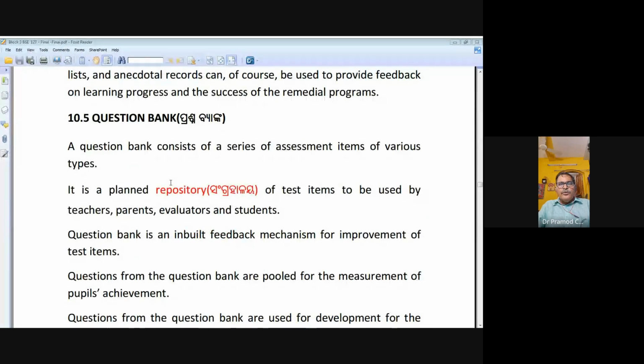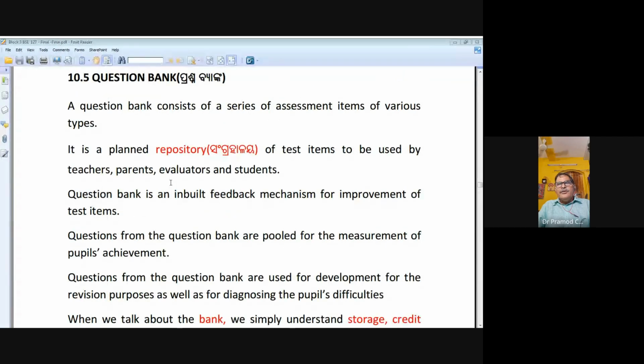Let us come to the question bank. Why are we saying that it is a question bank? What are we doing in a bank? Suppose in the bank we are keeping some money, some cash. Whenever necessary, we withdraw it. And sometimes we also get a loan. And we are sure that our money is safe.